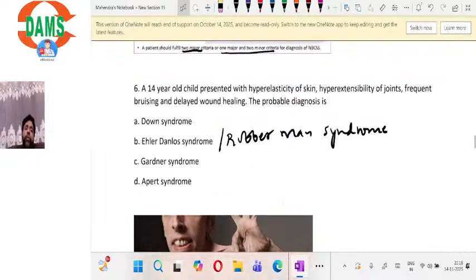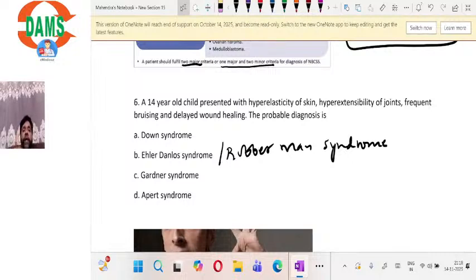They have hypermobility of the joints. The most important for us to discuss is the TMJ. There will be hypermobility. So these are very important points about Ehlers-Danlos syndrome or Rubberman syndrome. That is why it is called Rubberman syndrome.